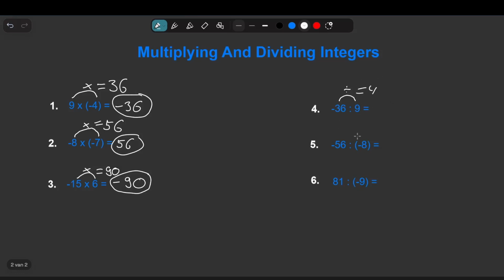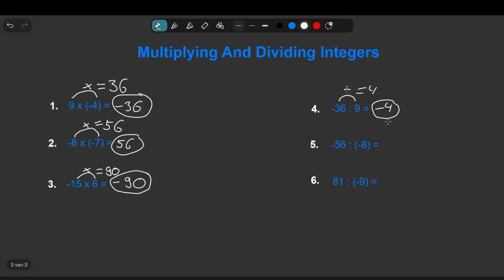Now we're going to look at the signs. Well, as you can see, we have two different signs. Minus 36 or negative 36 divided by positive 9. So the answer is going to be negative 4.